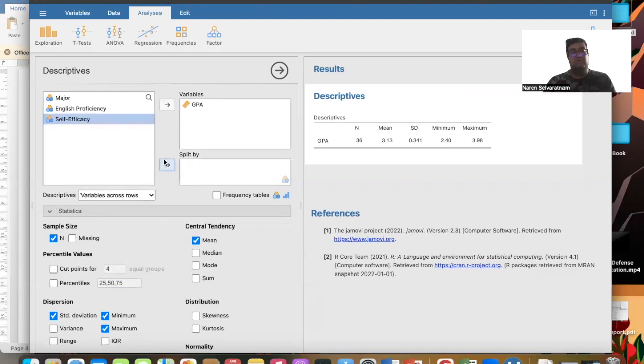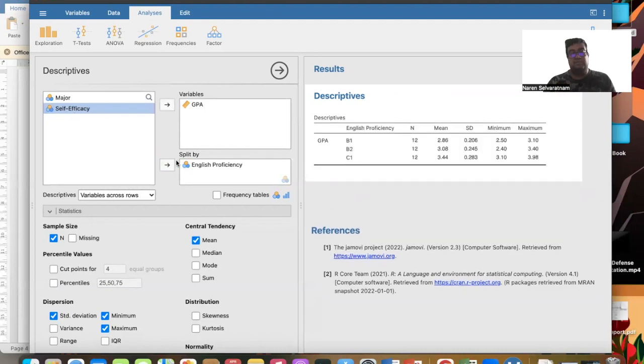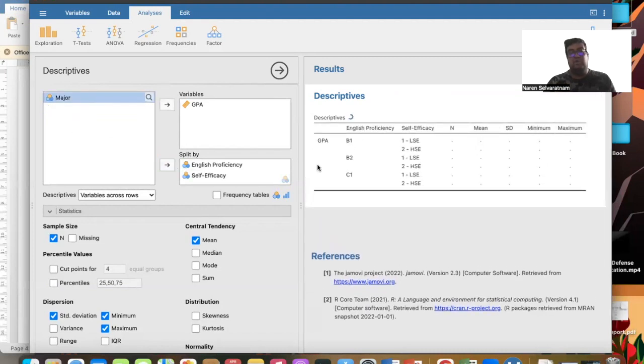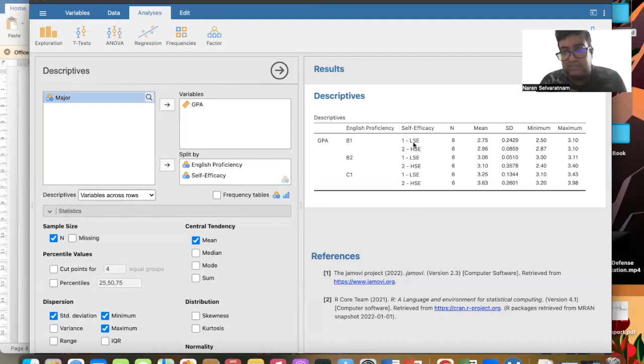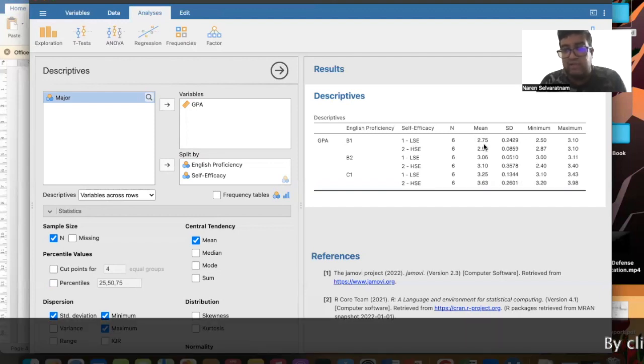Now I am going to do this as well. You can actually include English proficiency and self-efficacy. All the 6 groups that we discussed are here. B1, low self-efficacy, B1, high self-efficacy, B2. This is the 2 by 3 design that we were talking about earlier. So B1, low self-efficacy, should have the lowest GPA. And yes, they do have the lowest GPA, 2.75.